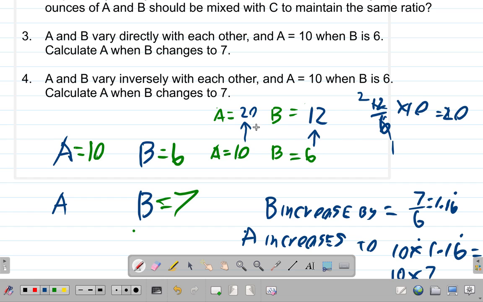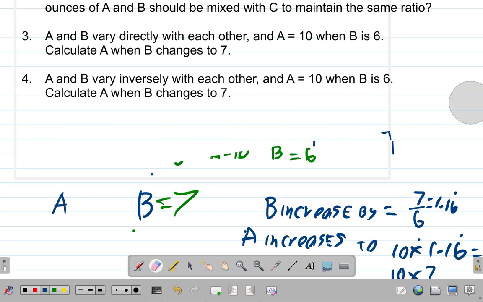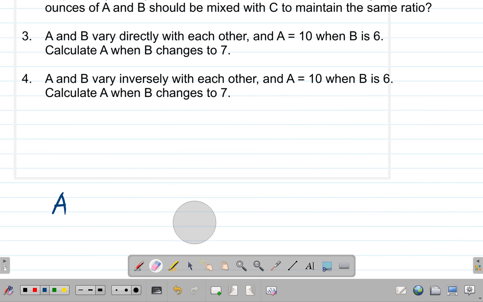So if B doubles, A doubles. If A doubles, B doubles, and so on and so forth. If B halves, A also halves. But anyway, let's see the next part of this question.